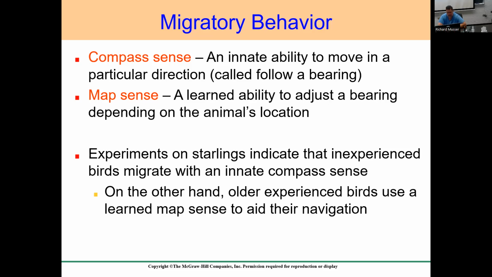Experiments on starlings indicated that inexperienced birds migrate with an innate compass sense, and I think it's due to structures in their brain. But once they have the basic direction down, they learn as well by finding landmarks as they fly. Maybe it'll be a mountainside or a river or something like that.